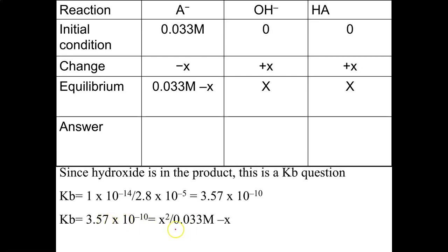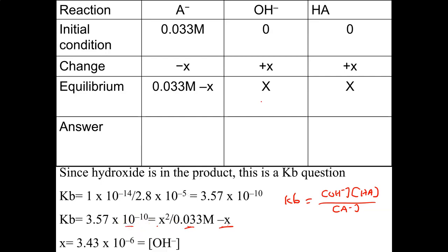And now I'm going to plug in my numbers. So this came from the fact that you have OH minus times HA over A minus is equal to Kb. So all I did was just plug in the numbers. These are x plus, that's where this came from, 0.03 minus x. We can assume x is small. You guys can all see that, right? Because this and this are more than 3 digits apart. So our x is equal to 3.43 times 10 to the negative 6.